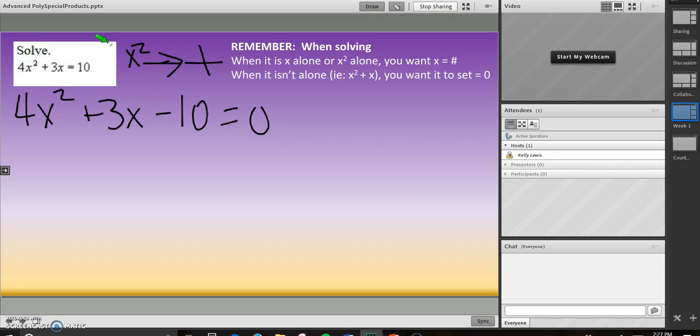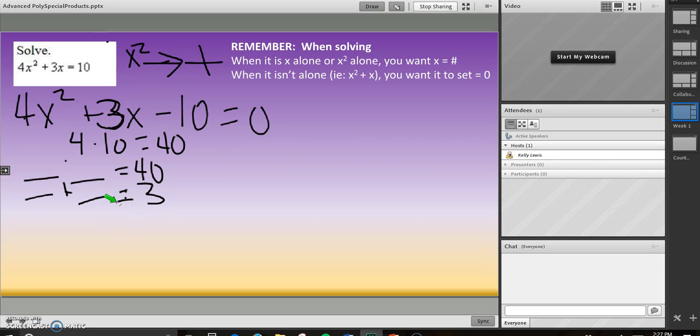So the rule is if there's a number right here, then we do the first times the last, so we get 40. So we need something to multiply to give me 40 and add to give me 3. This is negative 10, so I need negative 40. How about 8 and 5? This 3 is positive, so that means 8 is positive, so 5 is negative. Let's try this. 8 times negative 5, negative 40. 8 plus negative 5, 3.